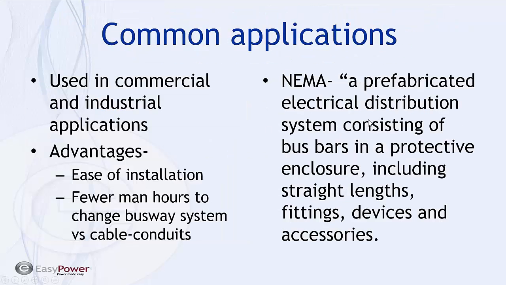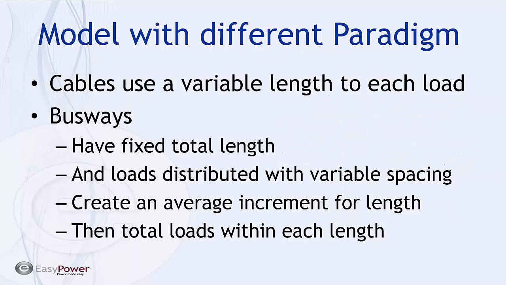So very often when these are used in commercial and industrial applications, it is because of cost savings, and they don't have to be redone as far as a distribution system. And again, they're NEMA rated and pretty straightforward. EasyPower handles these differently than we do cable systems, in part because there's a finite number of manufacturers and the systems don't change once they've been installed.